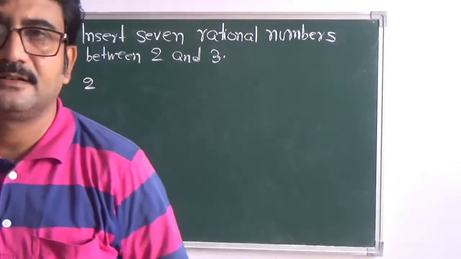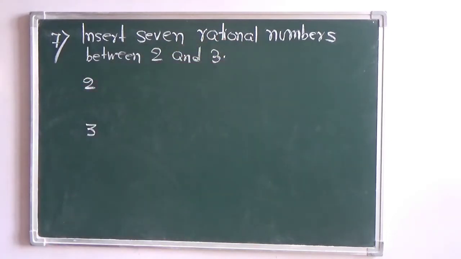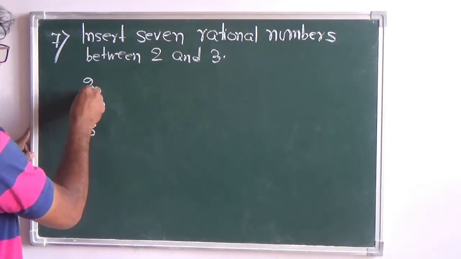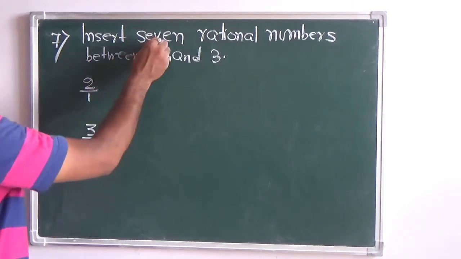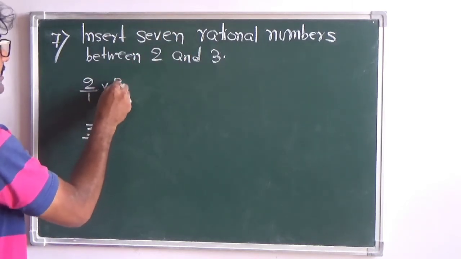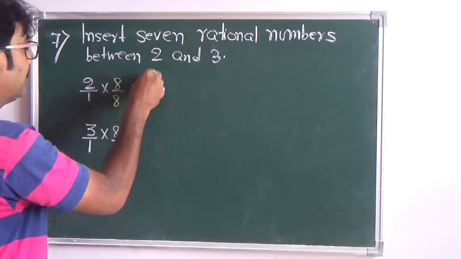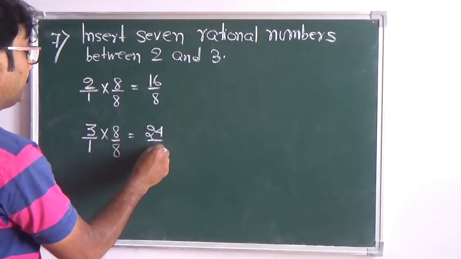Take the average of 2 and 3. No, you have to find 7 rational numbers. I want to do it by the same denominator method. What is the denominator here? 1. Multiply by x on both sides. Yes. Multiply 7 plus 1, 8. So multiply by 8 by 8. So this becomes 16 by 8 and this becomes 24 by 8.